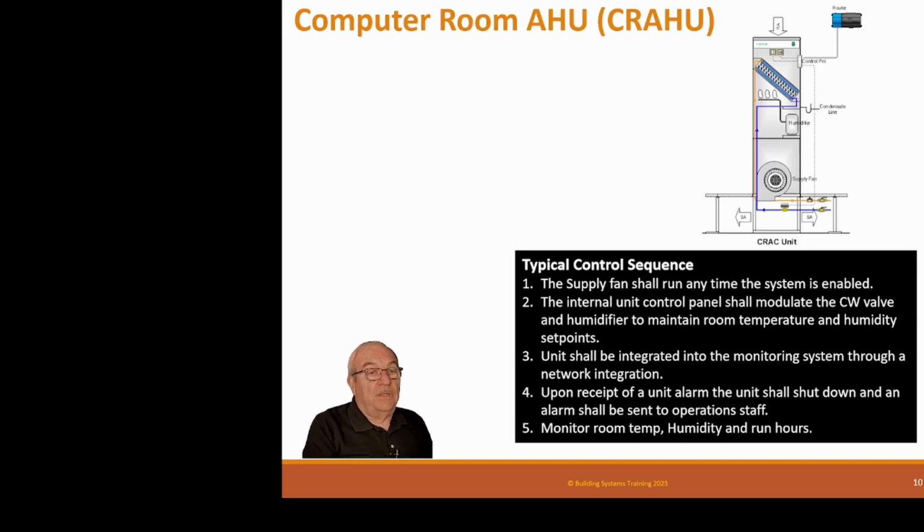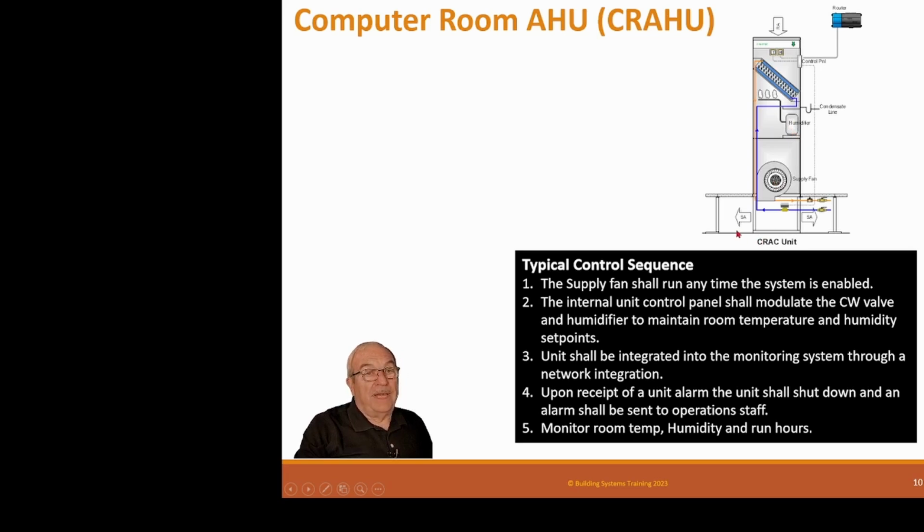The unit shall be integrated into the monitoring system through a network integration. Upon receipt of a unit alarm, the unit shall shut down and an alarm should be sent to operating staff. Monitor the room temperature, humidity, and run hours, so they keep track of the run hours. I didn't mention that these usually have a canister type humidifier in them. They do sometimes have calrod heaters, which they don't like much because they have too much maintenance.